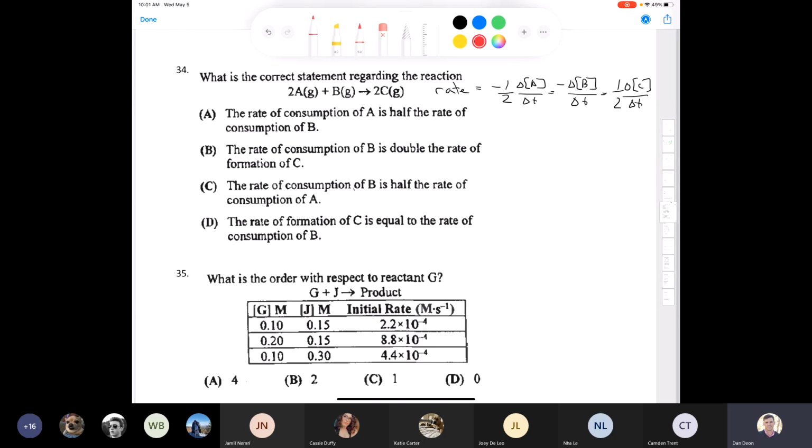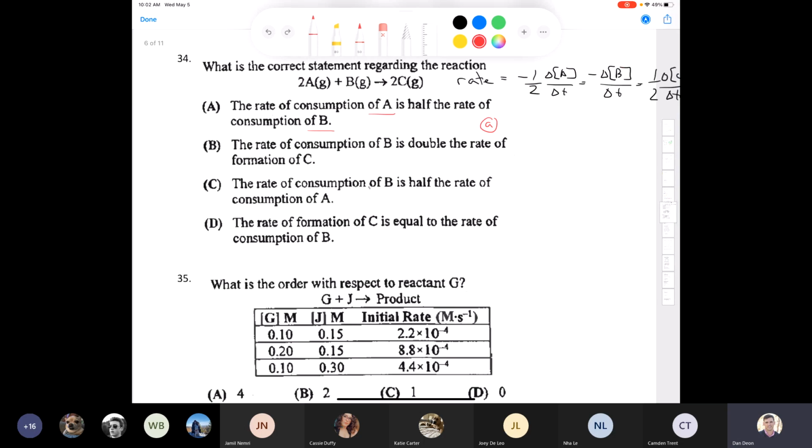Now, I know it's hard to see, but if we take a look at A, it says the rate of consumption of A is half the rate of the consumption of B. Well, if we rearrange this, the change in the concentration of A, the rate of its consumption, is going to be equal to 2 times the rate of consumption of B, so -2 like that. So that's twice the amount, not half. So this is not the answer.